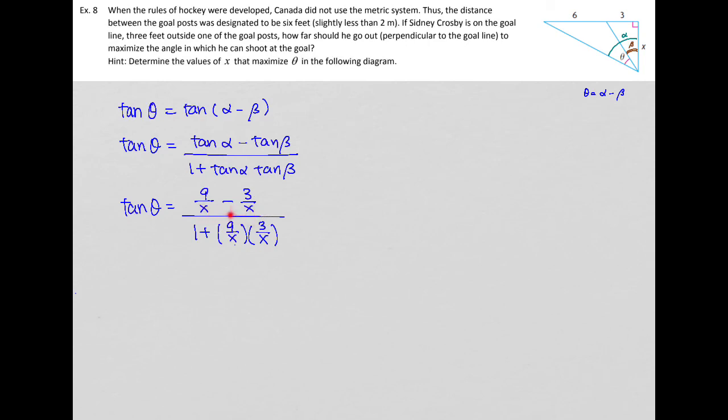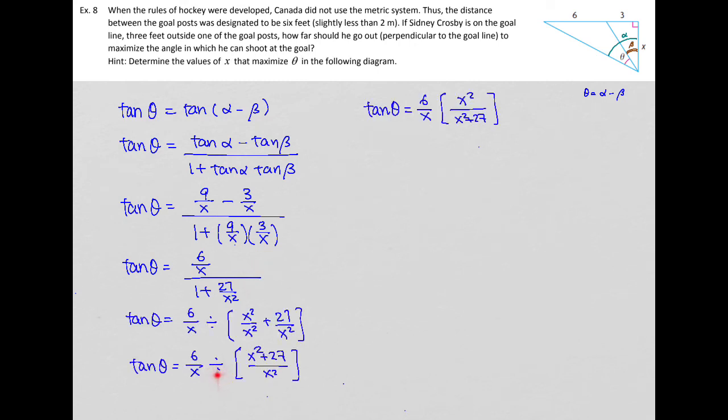Next, we're going to combine those two fractions because they have the same denominator. Then we're going to multiply those two fractions into one single fraction. After that, we are going to combine those two terms into one fraction, and we're going to change this into a division symbol. Then we're going to change this division into multiplication by multiplying by the reciprocal. Finally, we have a very simplified function with only one variable. Now we're going to find the restriction for the domain, x. Since x is the distance that he goes out, x has to be greater than 0.